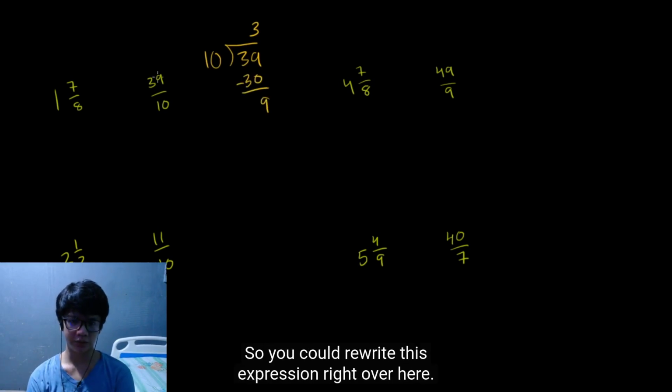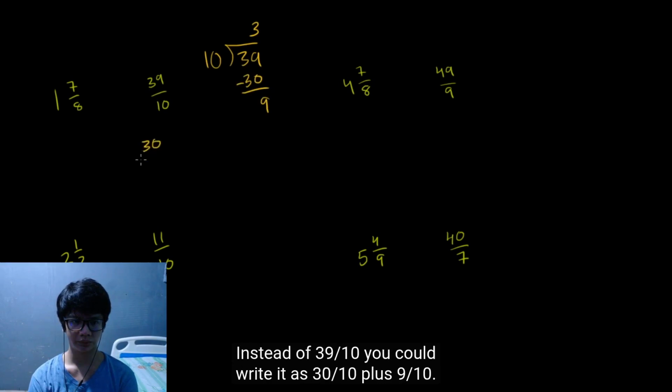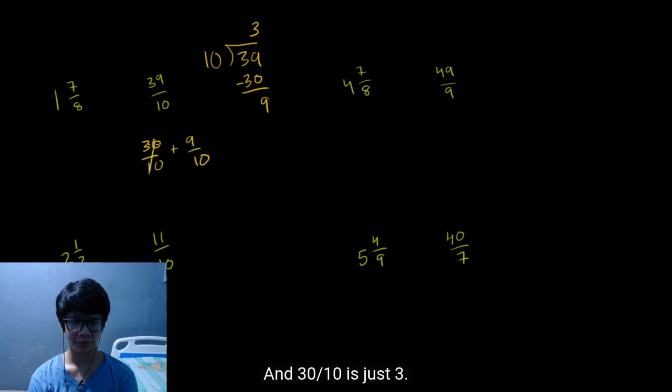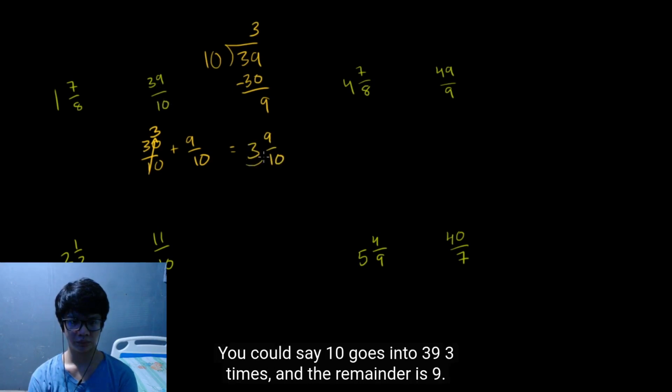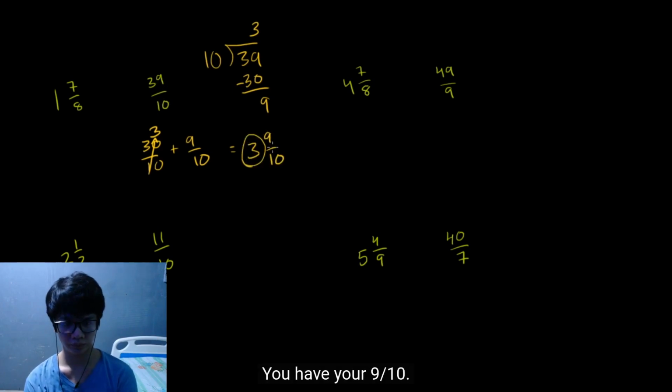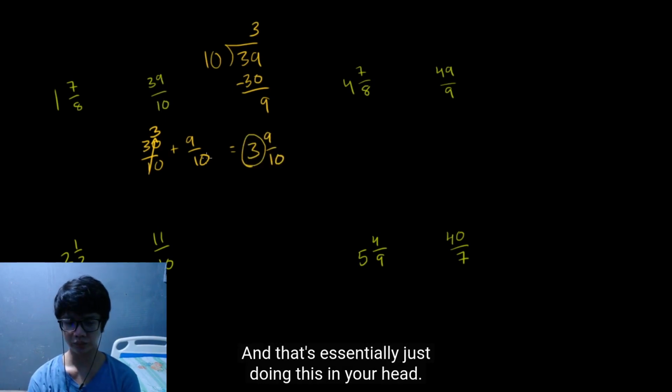So you could rewrite this expression right over here. Instead of 39 over 10, you could write it as 30 over 10 plus 9 over 10. And 30 over 10 is just 3. So this is equal to 3 and 9/10. And you could do that in your head. You could say 10 goes into 39 3 times, and the remainder is 9. You have your 9/10. That's essentially just doing this in your head.